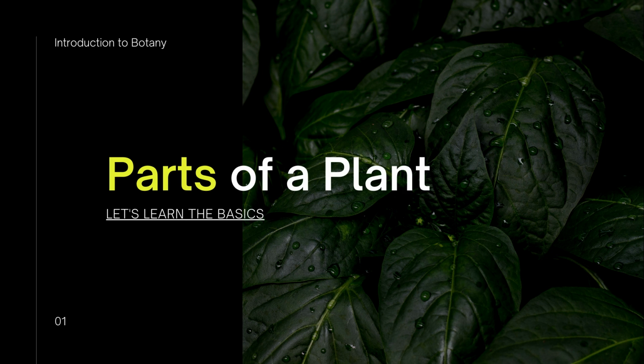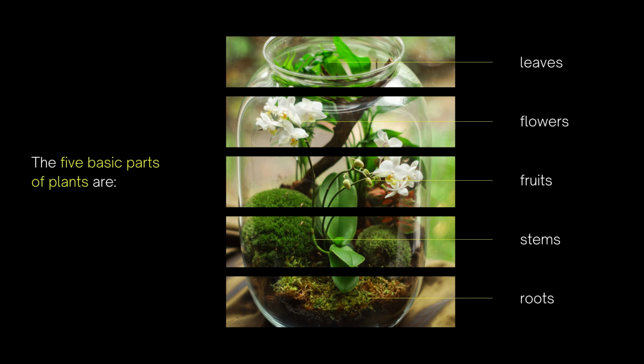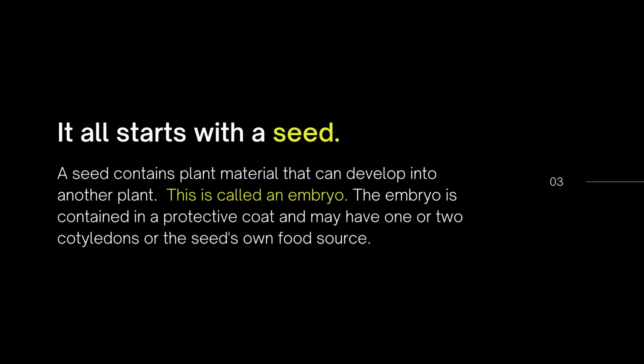Introduction to Botany. Parts of a plant. Let's learn the basics. The 5 basic parts of plants are leaves, flowers, fruits, stems, roots. It all starts with a seed.